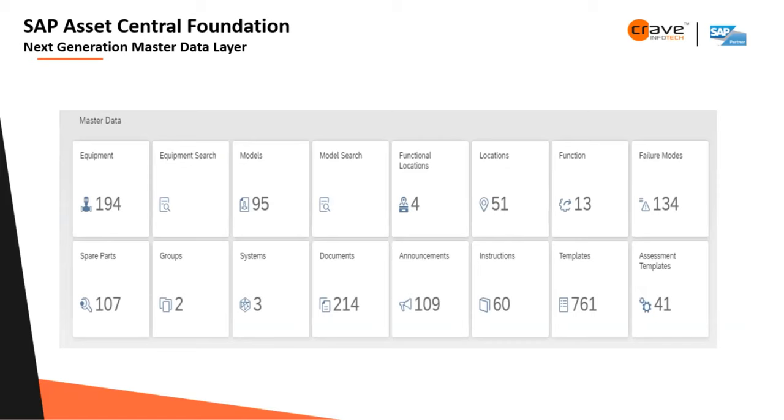In our system, we created all types of master data which is required for different industries. We are very much ready to map and implement IAM. You can see 194 equipments of different industries, like wind turbines, cranes, power plants, and utilities, everywhere. We have installed all the equipments and created a lot of models.